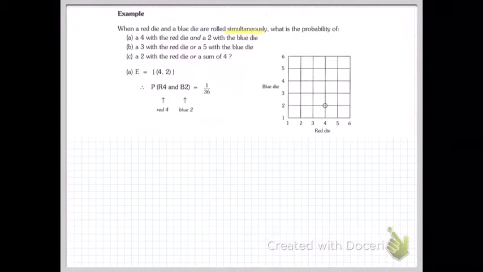Now you could do this with a two-way table by filling in each of the 36 cells, but in fact a grid diagram is just a simpler way of representing that information. And you can see that there is 1 point of intersection for the red 4 and the blue 2, which means 1 chance out of 36, so a probability of 1 over 36. The key idea is that "and" for compound events means intersection.